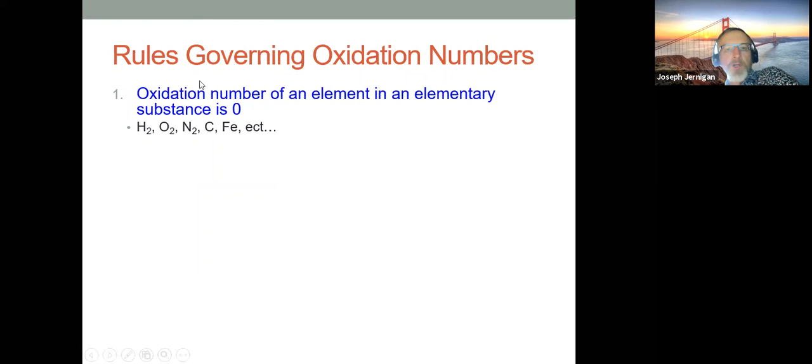Here are some rules that we're going to use, and where this is heading, folks, and again, this is what I'll show you offline with a YouTube video, is understanding how to balance redox equations. That's where we're headed. And in order to balance redox equations, we need to understand some of these rules, okay? Rule number one, the oxidation number of an element in an elementary substance is 0. All of those things are 0. Iron, silver, chromium, and so on. Everything has an oxidation number of 0 in its elementary state, okay?